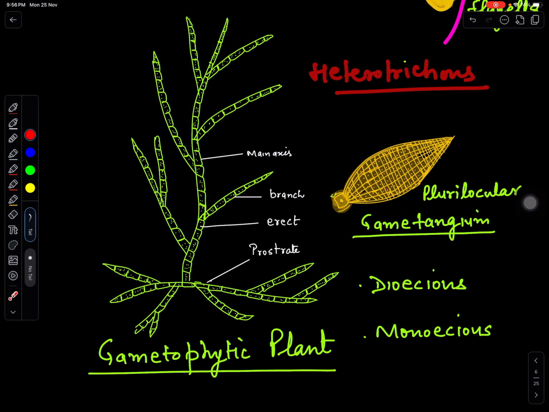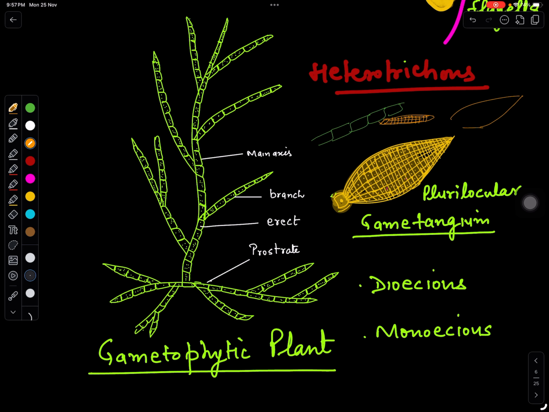Now the formation of gametangium is like this. Supposing this is a branch, and from this branch an initial will arise, which helps in the formation of gametangium. Then this will divide into two and enlarge to form a gametangium. This will undergo transverse as well as vertical divisions, and this will help in production of the gametangium, which will be converting like this.